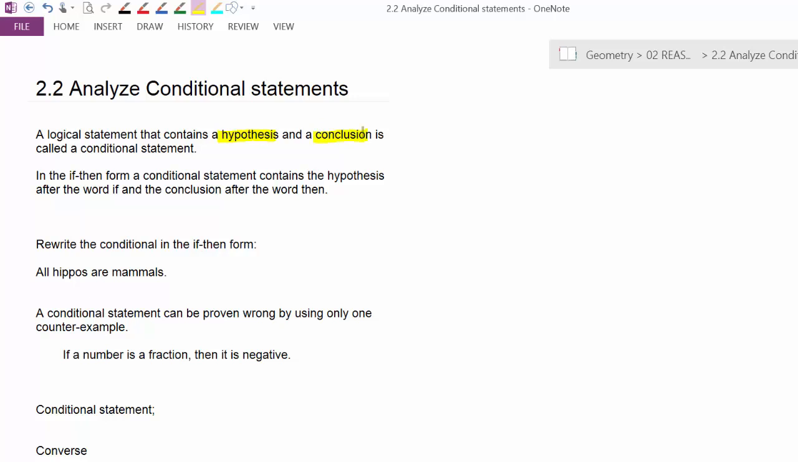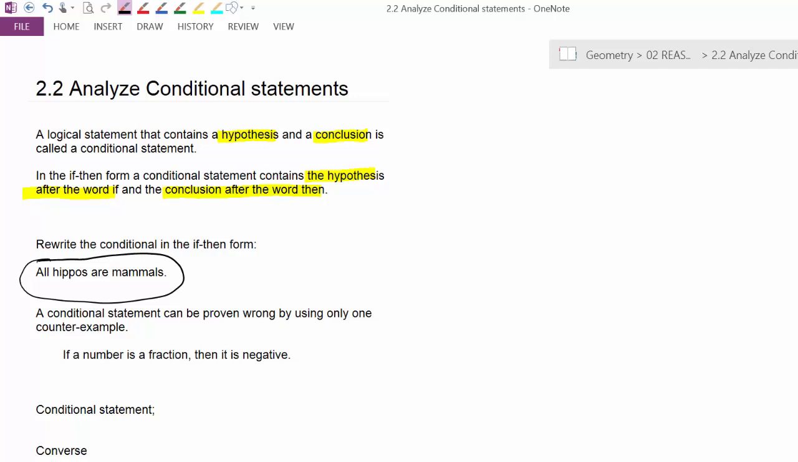If the conditional statement is in the if-then form, then it contains the hypothesis after the word if, and the conclusion comes after the word then. So let's take an example of this conditional statement. It says all hippos are animals. How do we write this in the if-then form?